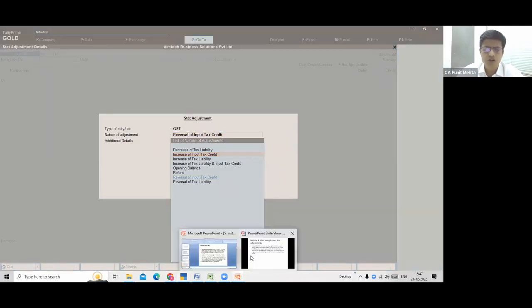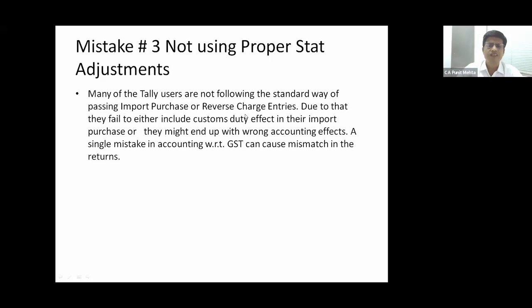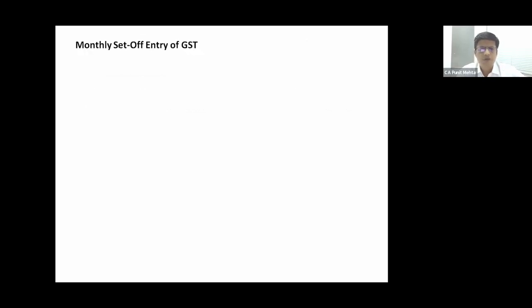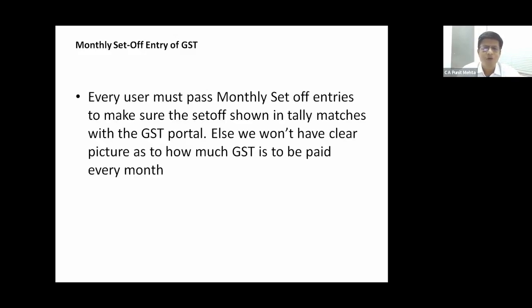I will just take you through some of the pointers that I have already made. Monthly set off entries, reversal of ITC due to delay in payments. These are a few of the examples that I'm taking up. Reverse charge transactions, we've already discussed. Now I'm taking a minute's break and I will ask you to go through the screen. They are self-explanatory.